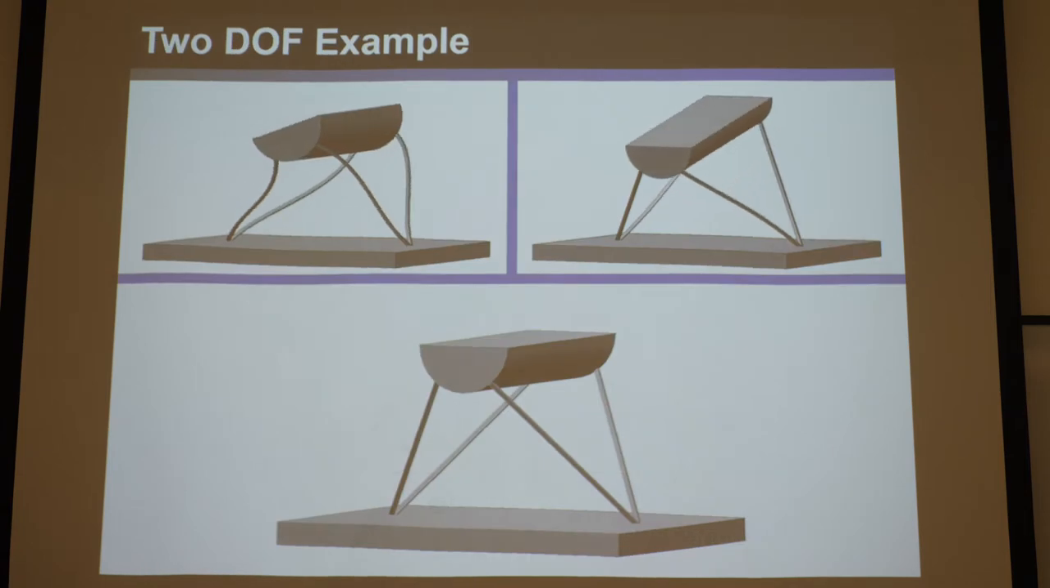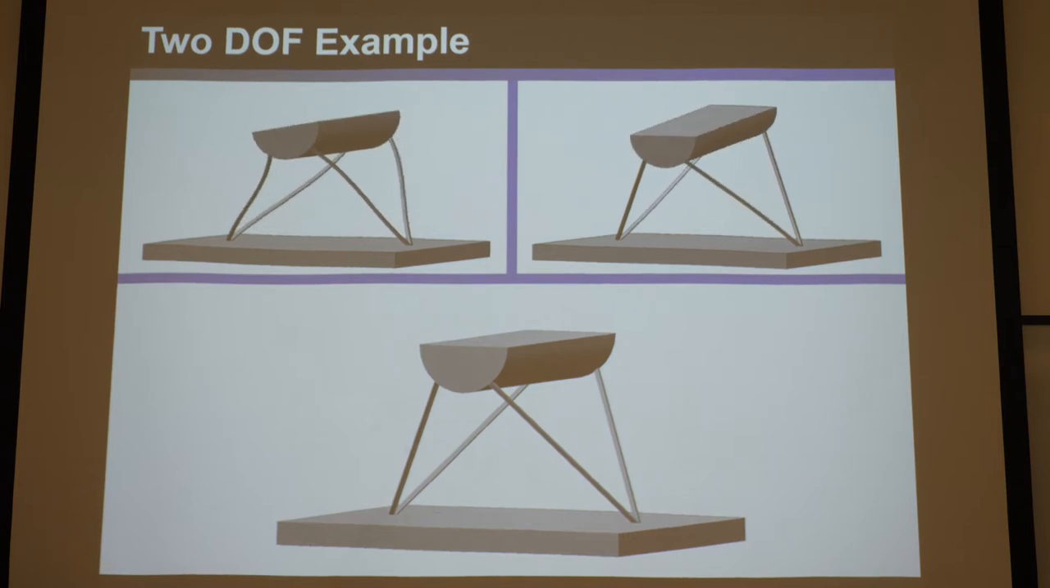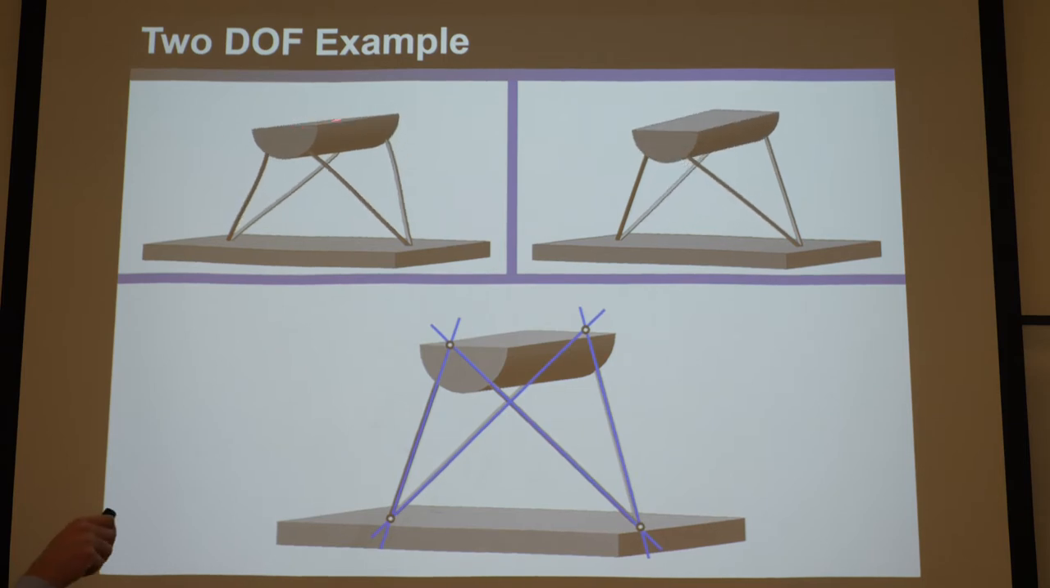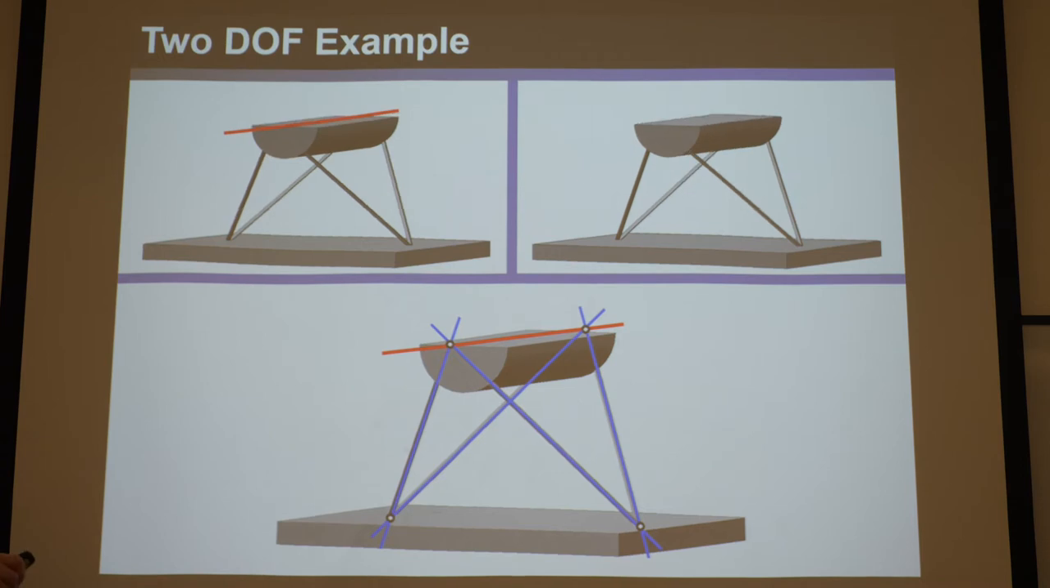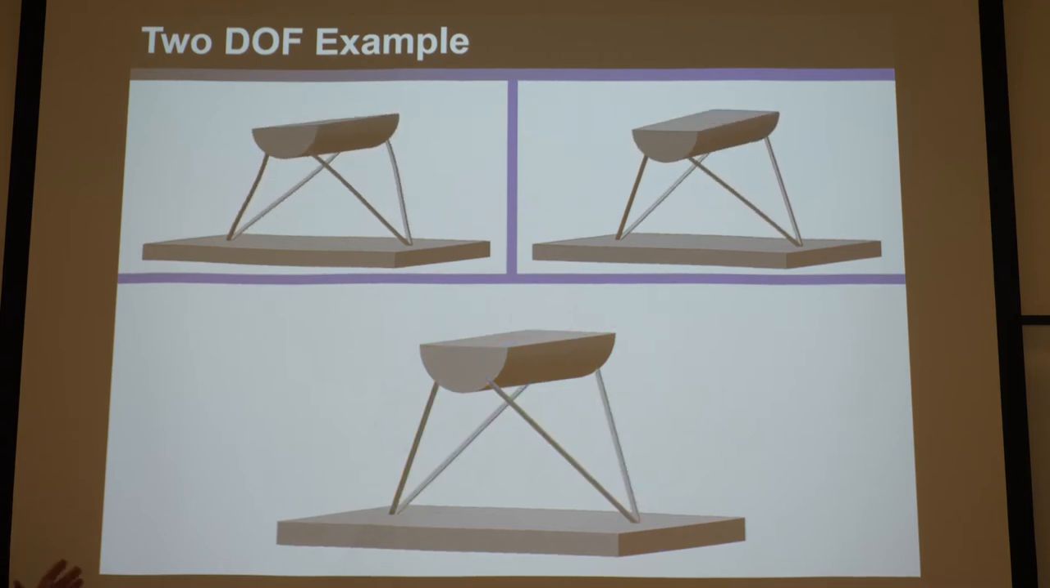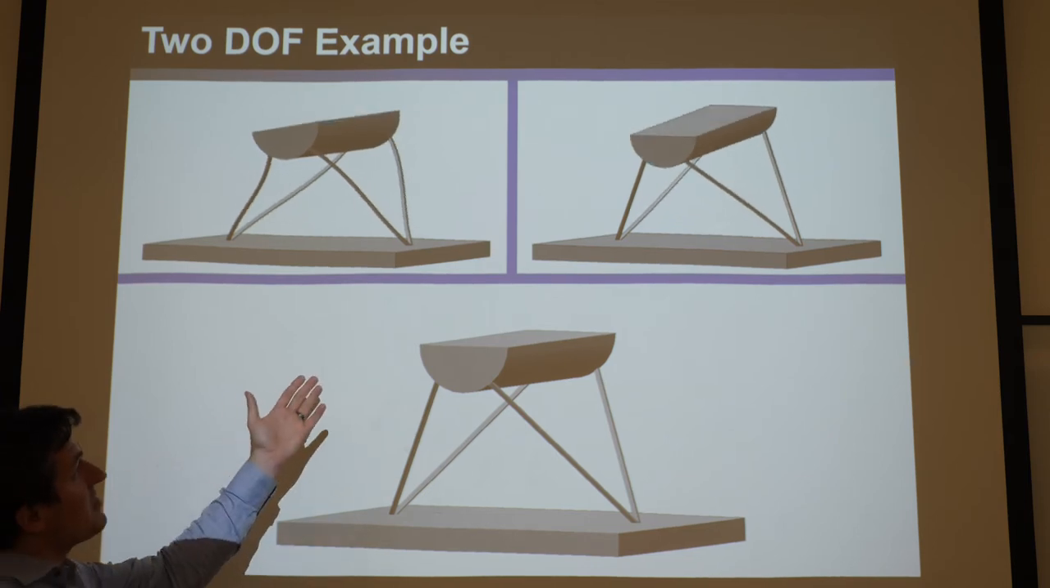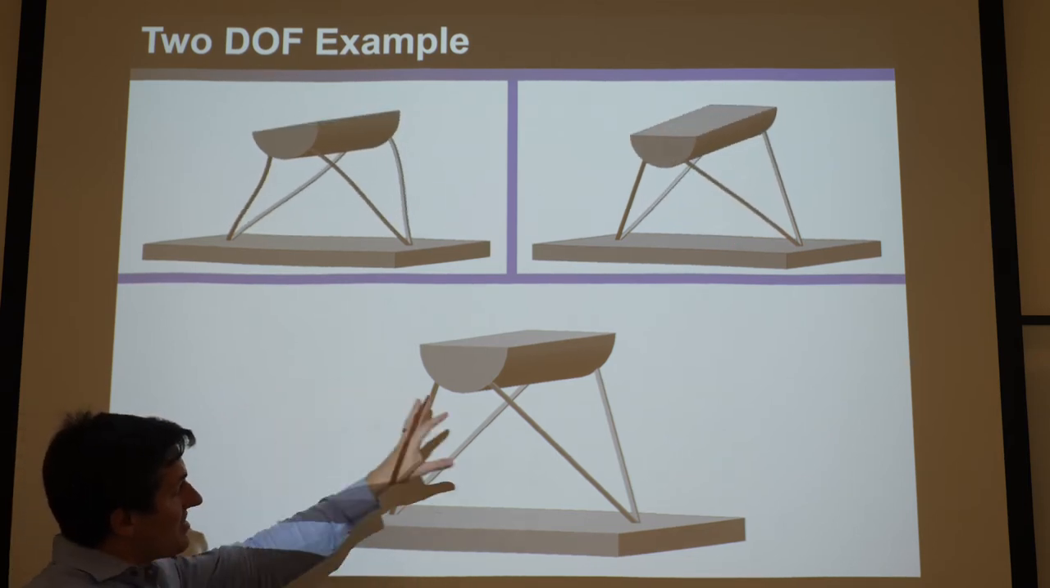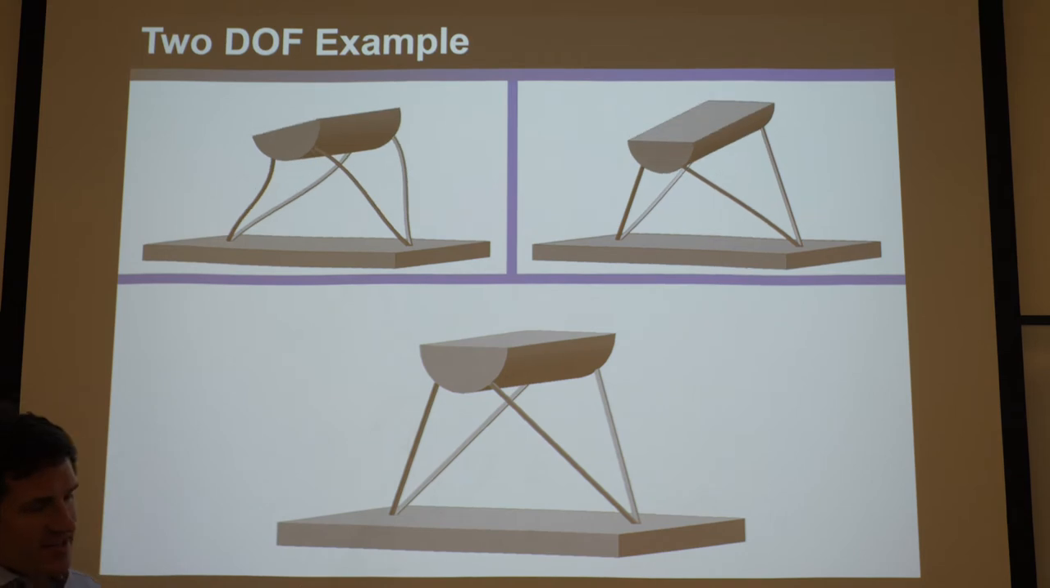Okay, so let's look at this old example we saw. Remember, I told you to find the degrees of freedom, and you do a modal analysis, and you see that it rotates around this line, and it rotates around this line. Well, pretend we didn't know that, or pretend we didn't do this FEA and couldn't see that, and I just gave you this example and said, find its degrees of freedom.